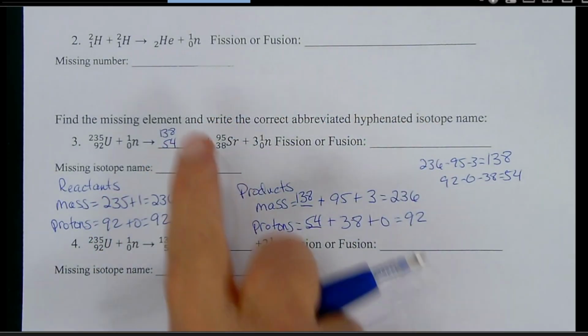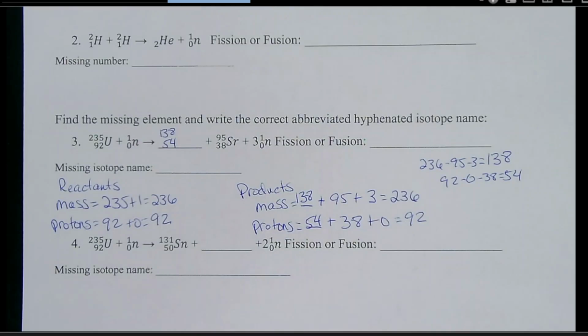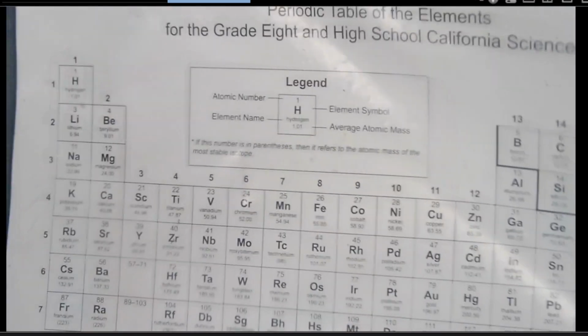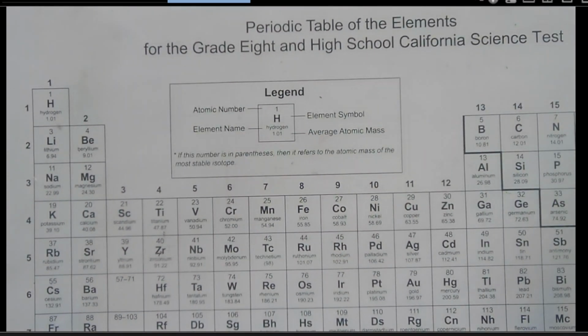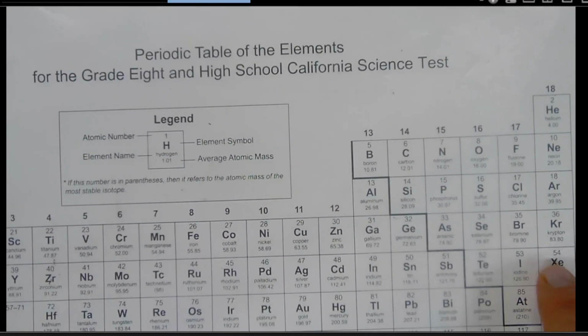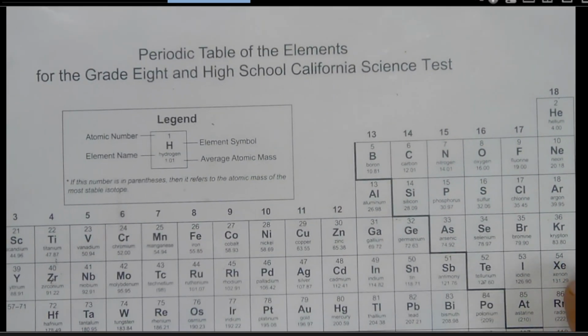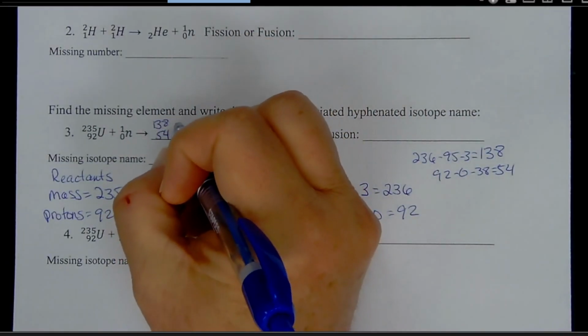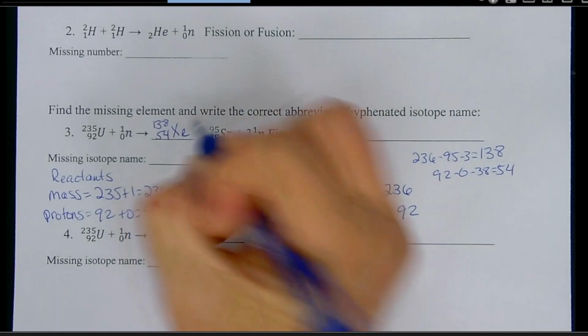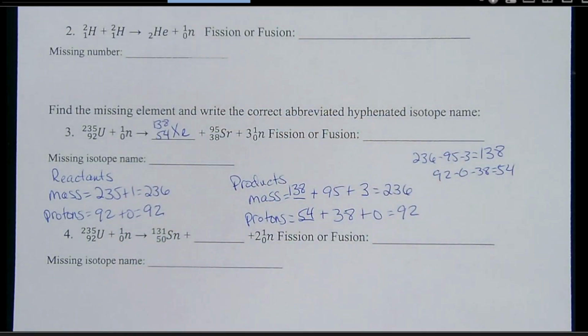Then to find my symbol, I'm going to look, of course, on my periodic table. So I'm going to look up atomic number 54. So let's go find it. There it is. It's right there. And number 54 is xenon, Xe. And of course, it's 2 letters. So the first one is capital. The second one is lowercase. So that is my missing isotope.